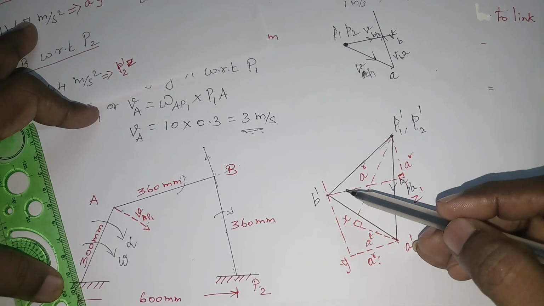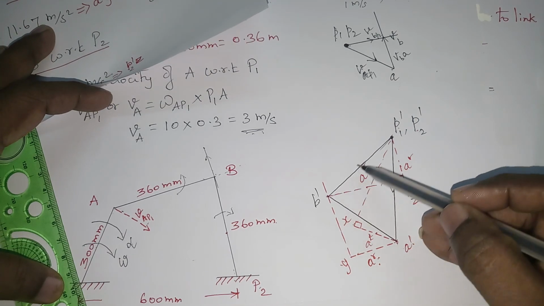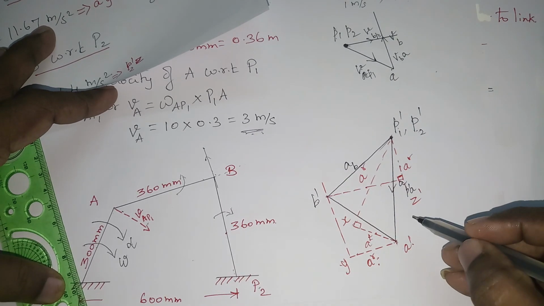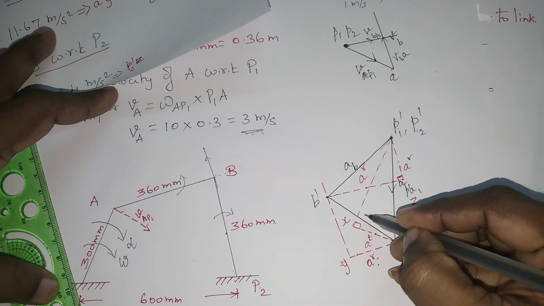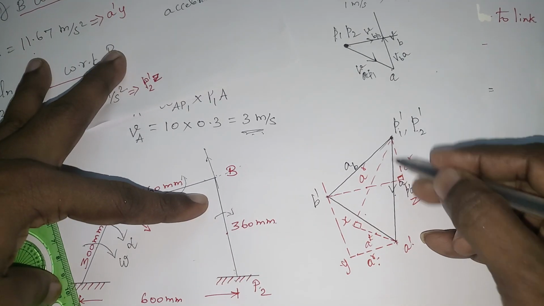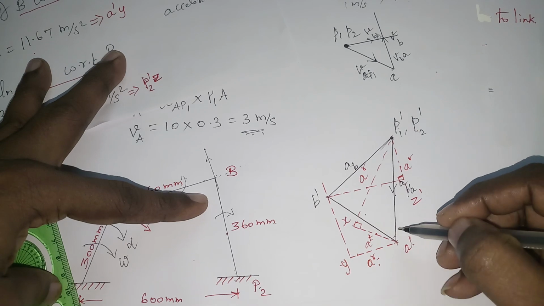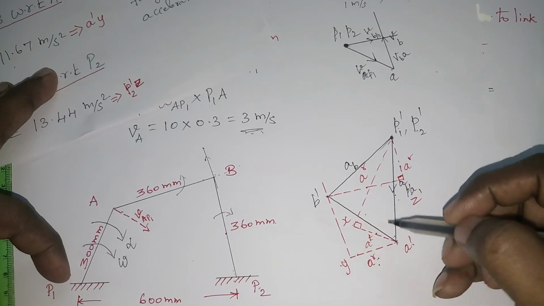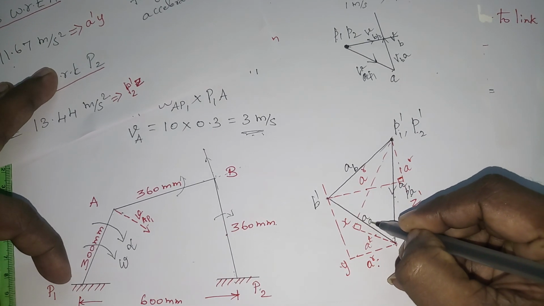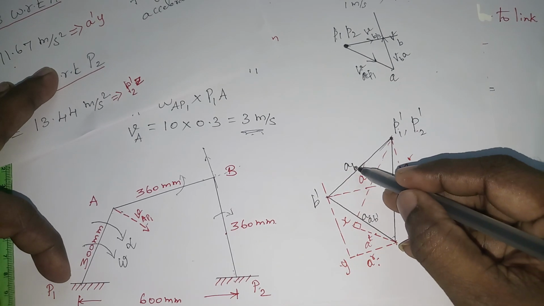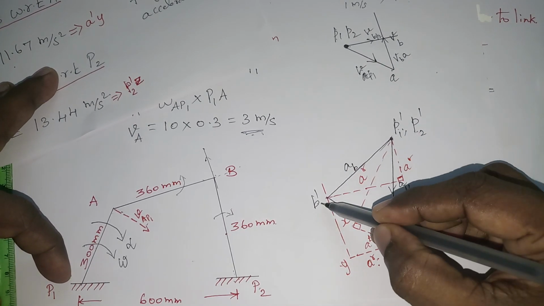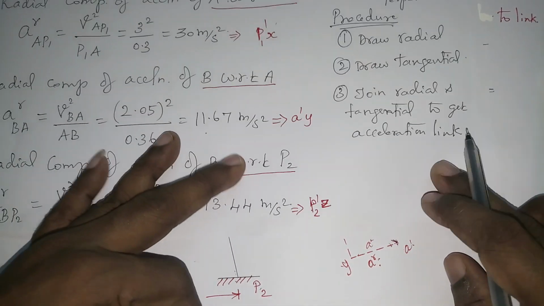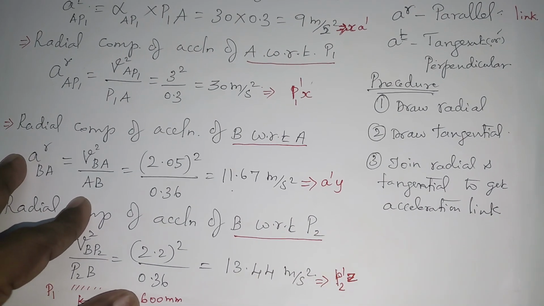So now, to find the angular acceleration, measure these values. What is this? This is acceleration B. Okay, and this one is P1 A dash. Here you can see this is acceleration P1 A and this is acceleration A dash B dash. Okay, and this is acceleration P2 B dash. Now measure all these values and substitute, and I have already substituted. I will just show.